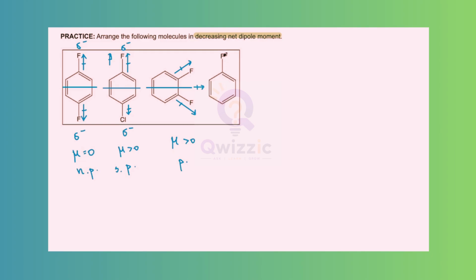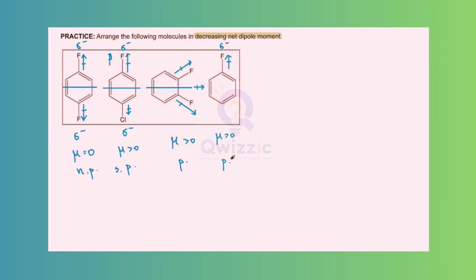And the fourth structure, well, we only have 1 fluorine atom. So the net dipole moment is pointing upwards, right? There's no plane of symmetry. We're only considering the more electronegative fluorine atom. And once again, the structure is polar.